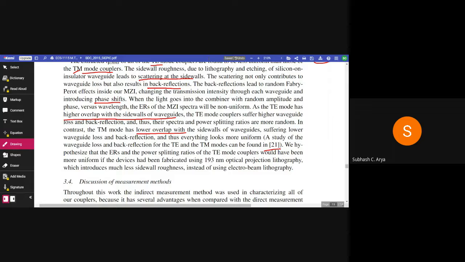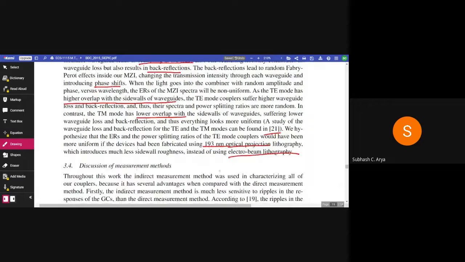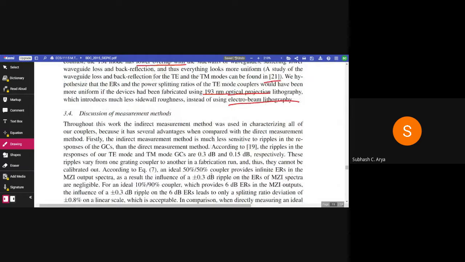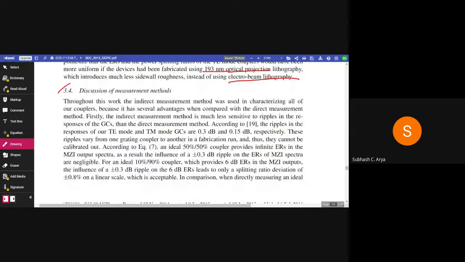We emphasize that the extinction ratio and the power splitting ratio of the TE mode couplers would have been more uniform if the device had been fabricated using 193 nm optical projection lithography, which introduces much less sidewall roughness, instead of using electron beam lithography. Optical projection lithography is another advanced technology compared to electron beam lithography, which reduces that sidewall roughness.